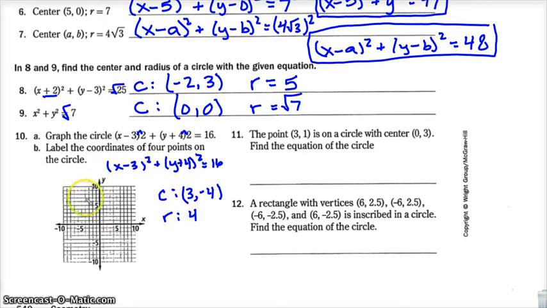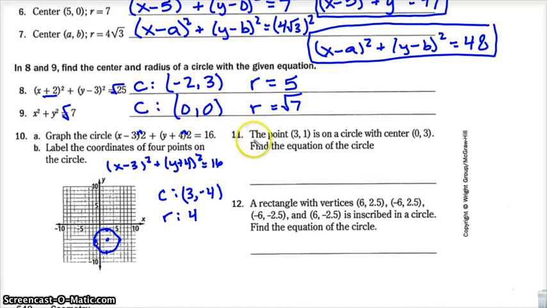So, I'll go over to my graph. It's difficult to see, but we'll approximate. Our center is at 3, and negative 4. Once I've plotted the center, I simply need to go 4 units in each direction. So I'll go 4 units up, 4 units to the right, and this is all from the center, 4 units down, and 4 units to the left. And I can connect all my points to create my circle. Voila! That was easy.